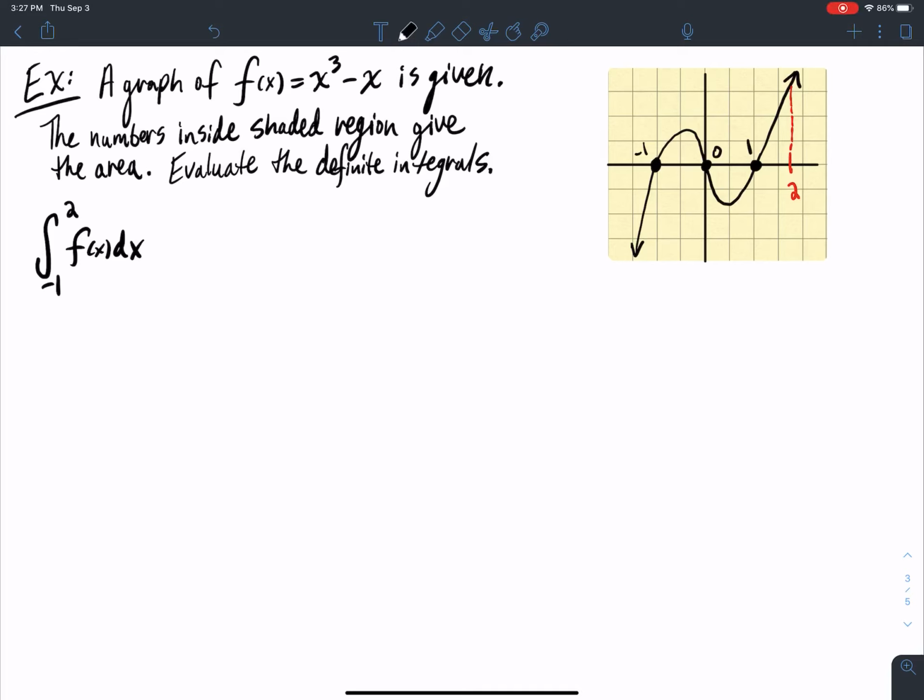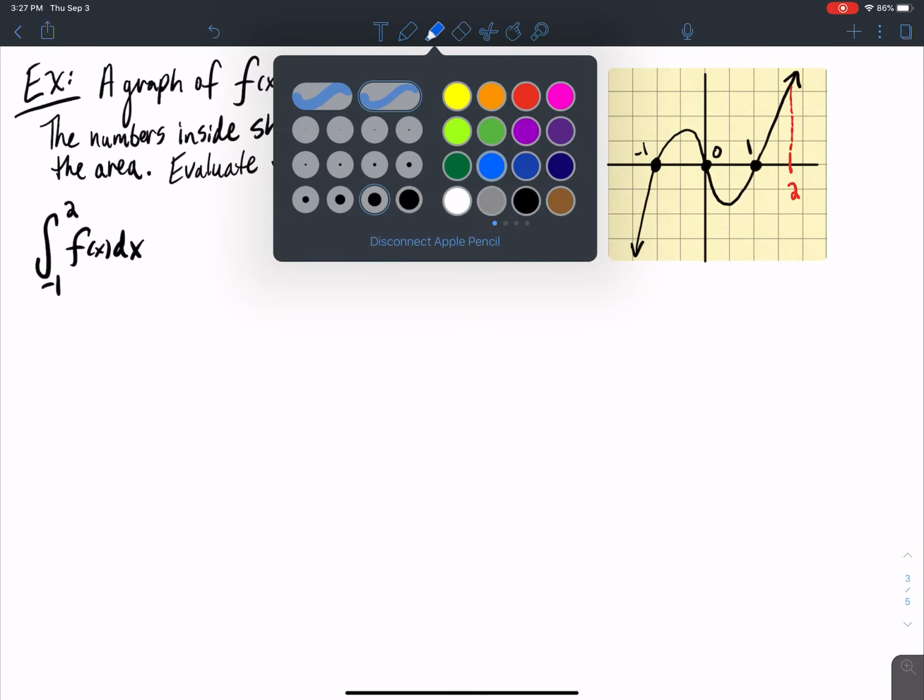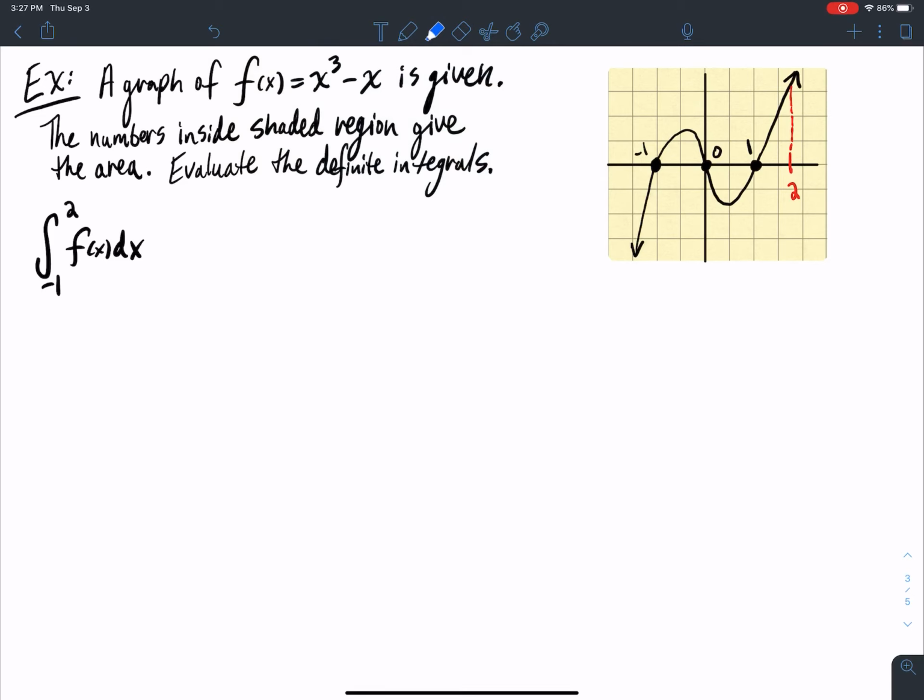A graph of the function f of x equals x cubed minus x. Okay, so this graph right here is given. The numbers inside the shaded region give the area. So let's shade these regions here. This first one has an area of 1/4. The next one has an area of negative 1/4. And then this last one from 1 to 2 has an area of 9/4.